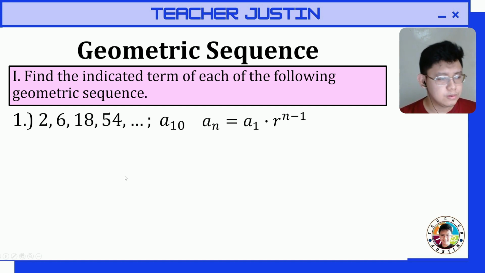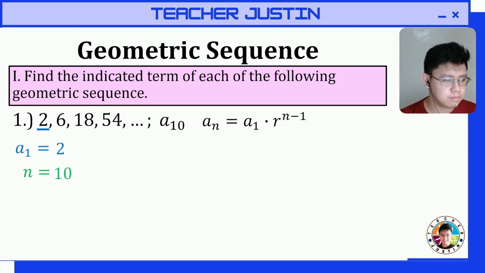Okay, so let's identify our given. So based on our sequence, our first term is 2. Our number of term is 10. So dito natin siya makikita. So pang ilan yung hinahanap nating term? So pang 10. So n is equal to 10.